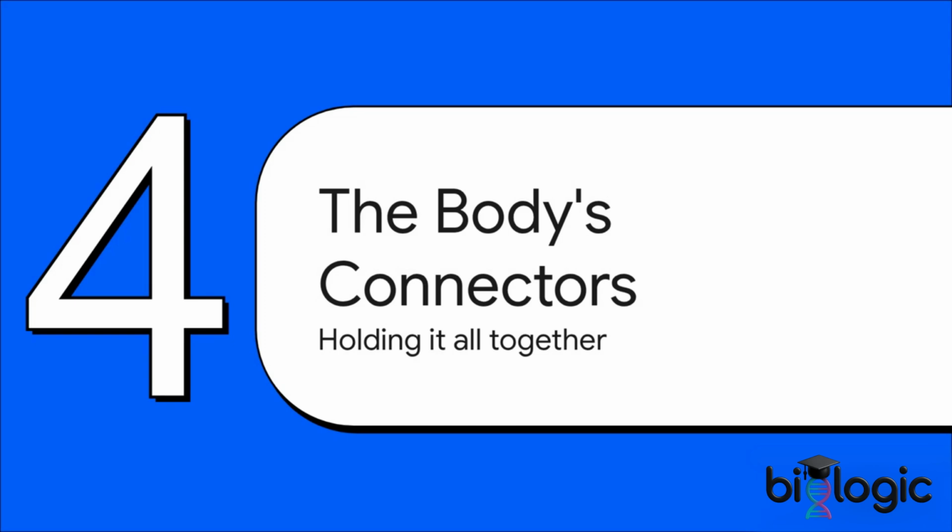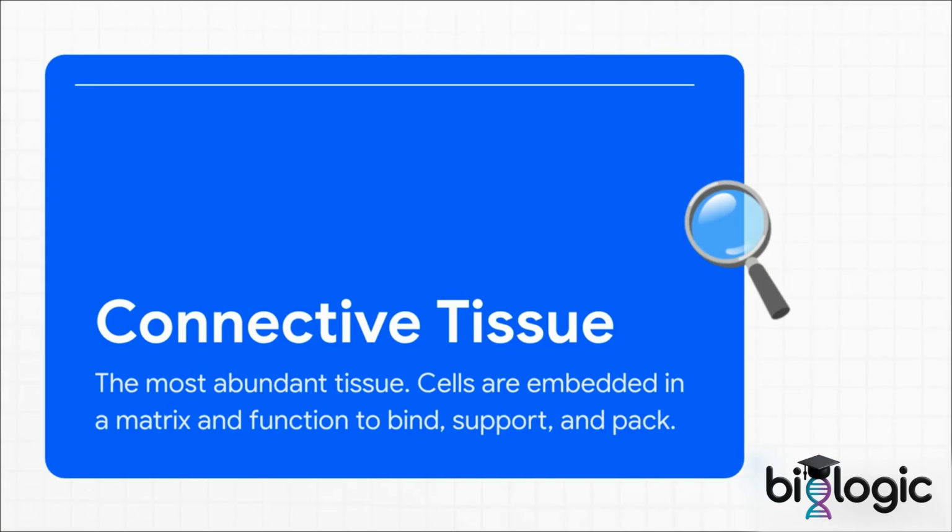Okay, now we're going to move a little deeper inside the body. We're going to look at the tissue that literally holds us all together. This is probably the most diverse and widespread group of tissues we have, providing all of our internal structure. And it's called connective tissue. Its real secret, its superpower, isn't just the cells themselves, but the stuff they're floating in, this intercellular matrix.